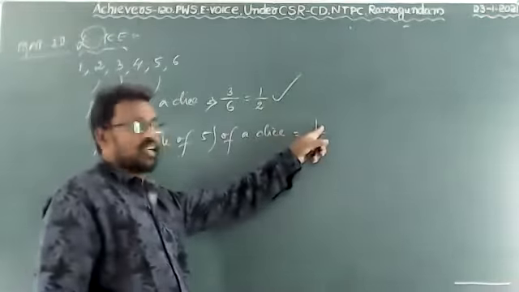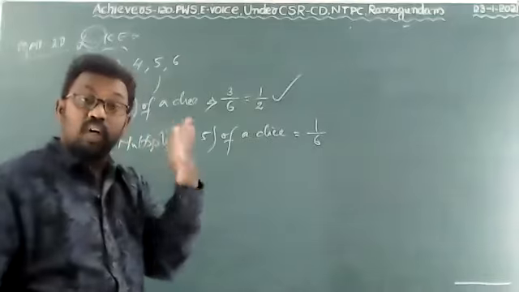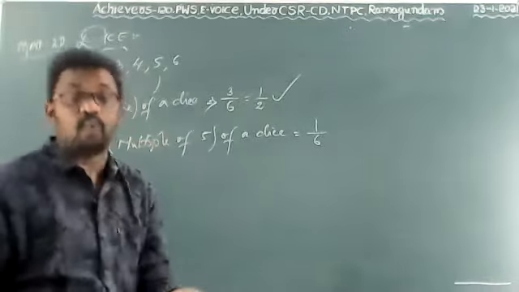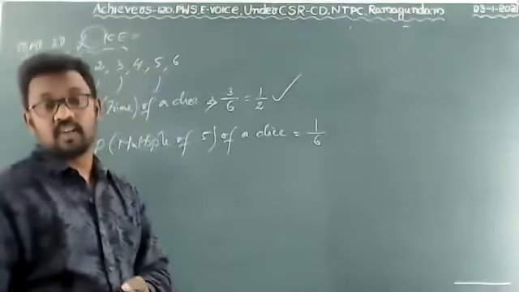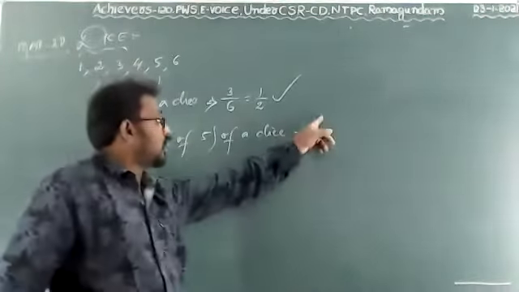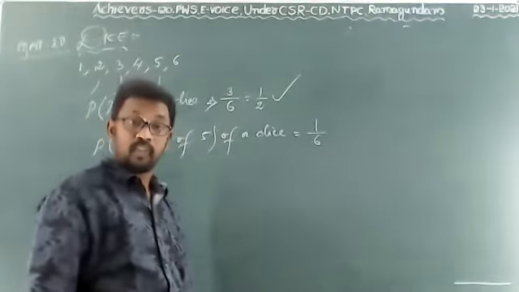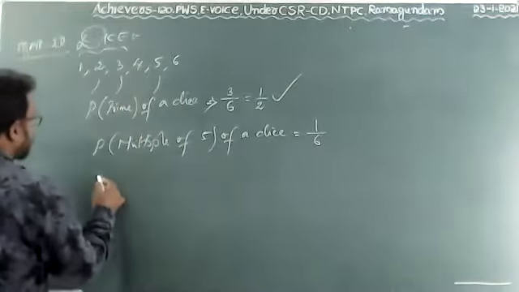How many times are your favorable outcomes? One time only you got it. That is nothing but 1 by 6. So same like that here.